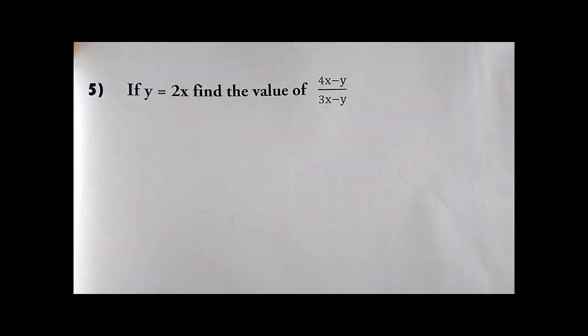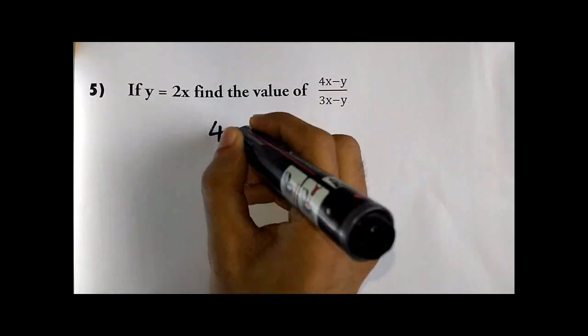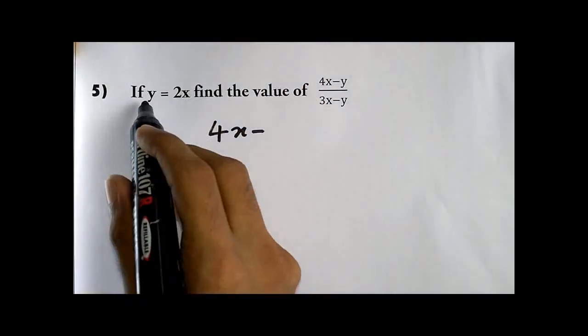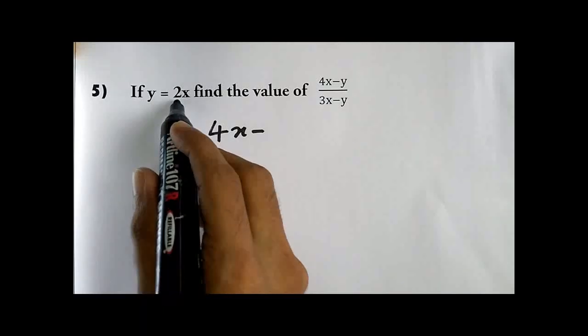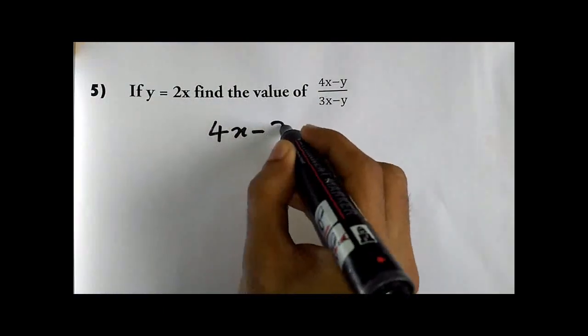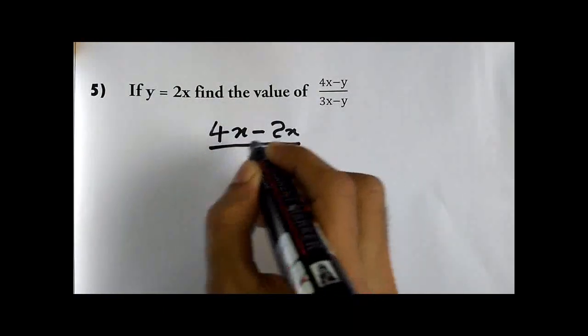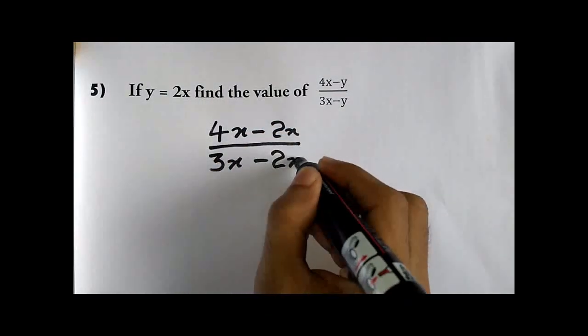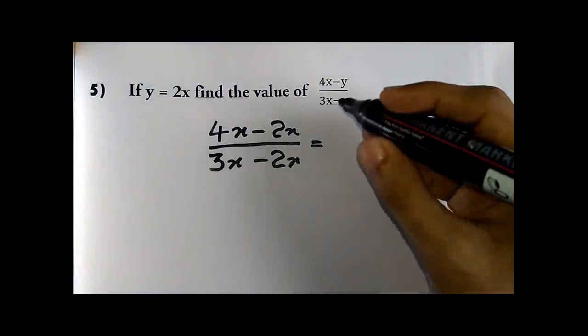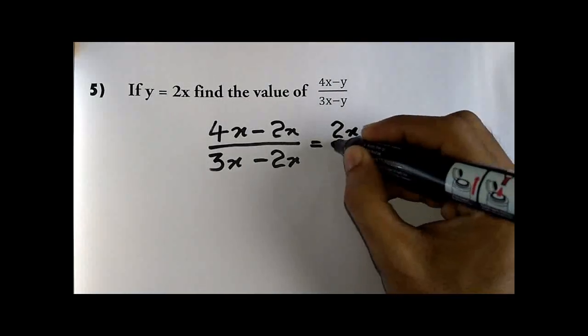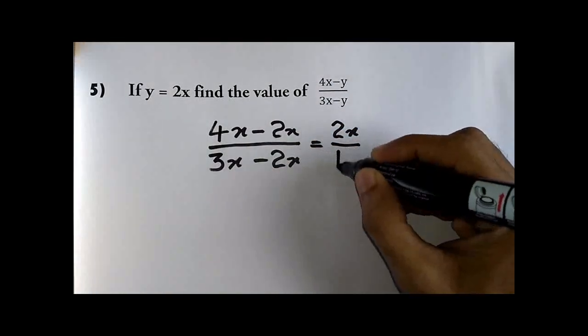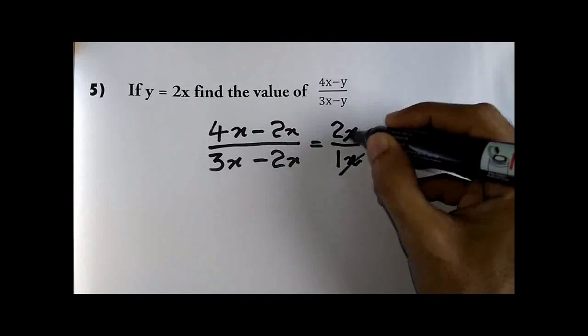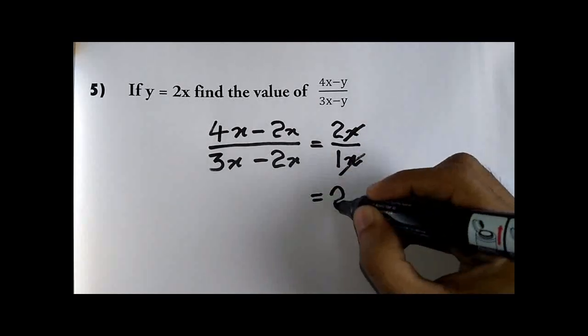And now the fifth question is related to substitution. It's very easy. They have given if y is 2x, so instead of y we have to write 2x in 4x minus y, and over 3x again minus, instead of y we can write 2x. So now we can solve this easily. 4x minus 2x is 2x, divided by 3x minus 2x is 1x. So x and x we can cancel now. So 2 divided by 1, the answer is 2.